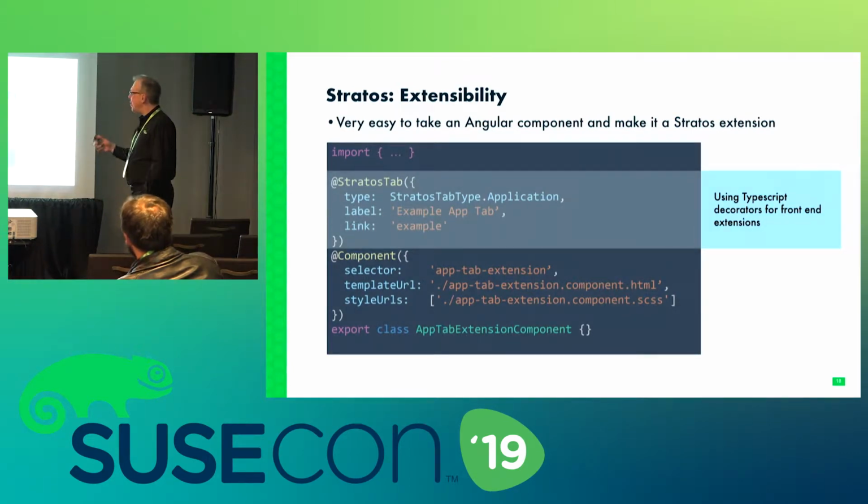I'll probably skip over this, but I just want to make the point that we're trying to make that as easy as possible. If you're an Angular developer, this will make sense. If you're not, it won't. But the key point is it's very easy to take an Angular component with a few lines of code. You can easily turn that into an extension that will appear within the Stratos UI.